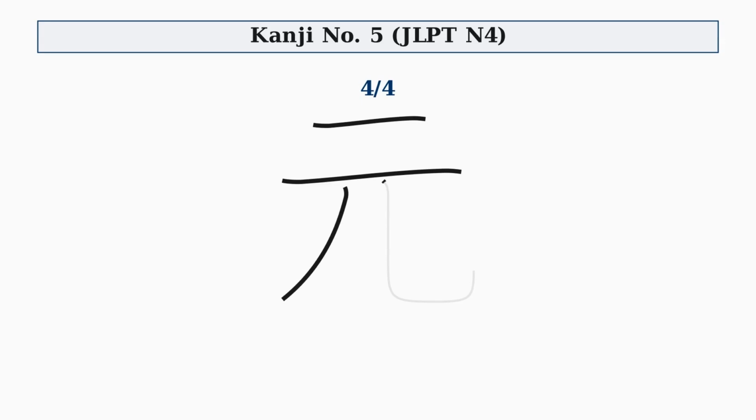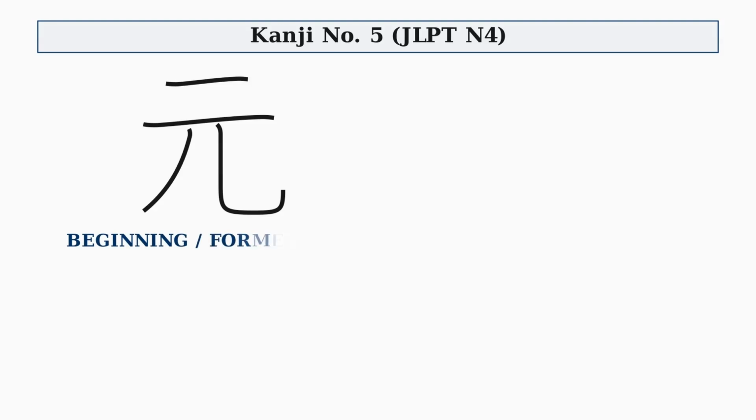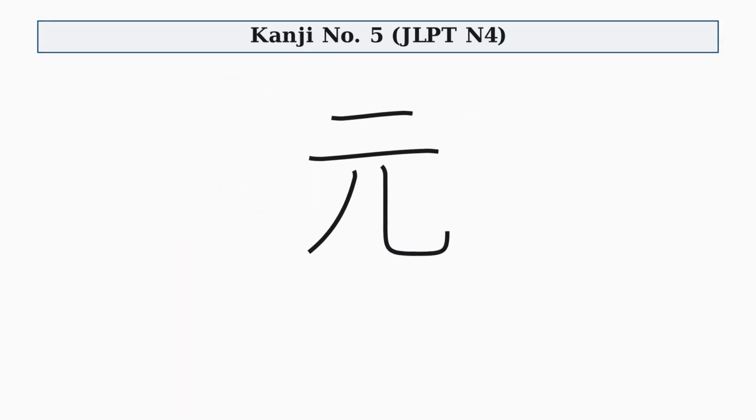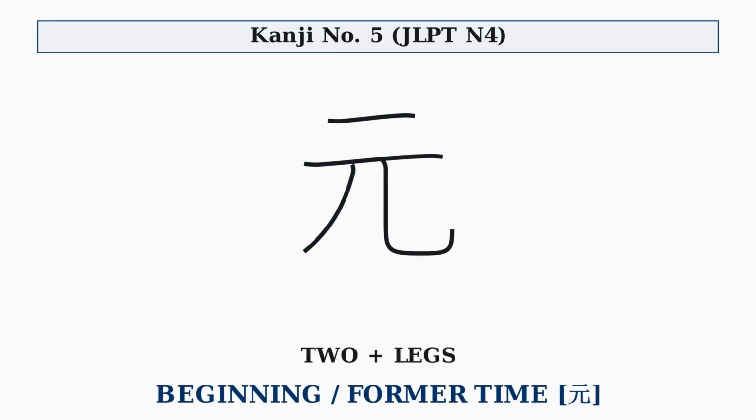Kanji number 5. 元. This kanji generally means beginning or former time. The Onyomi readings are ゲン, ガン. The Kunyomi reading is もと. This kanji has two parts, to and legs. Together they mean beginning or former time.